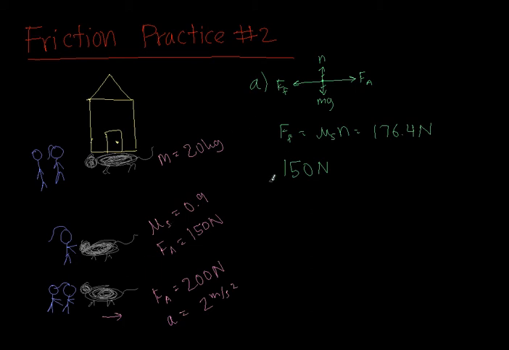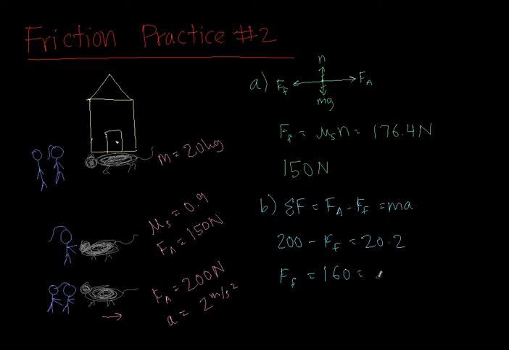So in part B, we're trying to find the coefficient of kinetic friction. Remember that net force equals applied force minus frictional force, and this also equals ma according to Newton's second law. So applied force, 200 newtons, minus frictional force equals 20 times 2, mass times acceleration. And rearranging some things, we get frictional force here equals 160.